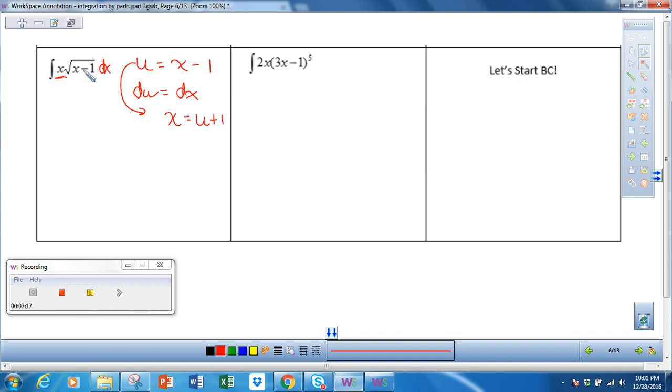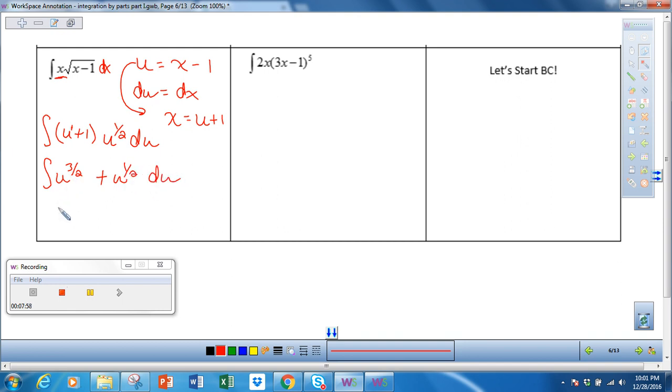So now I'm going to change everything in terms of u. So this x becomes u plus 1. This becomes u to the 1/2, and du is equal to dx. So everything now is in terms of u. I can then distribute this u to the 1/2. Now I can distribute into this parenthesis because it's not being raised to an exponent. So this gives me u to the, adding, 1.5 is 3/2, plus u to the 1/2.